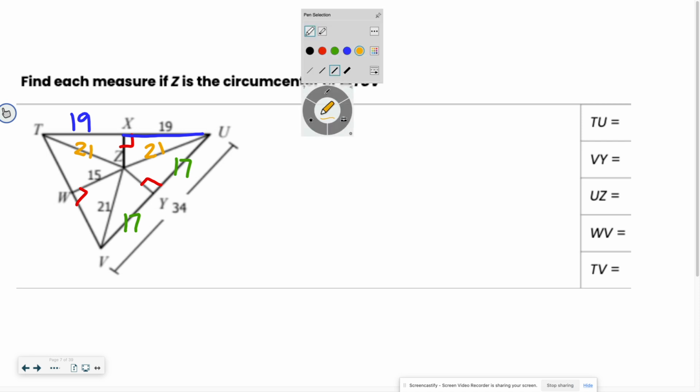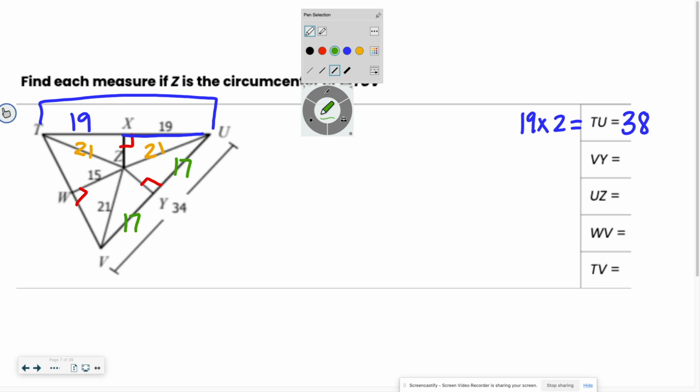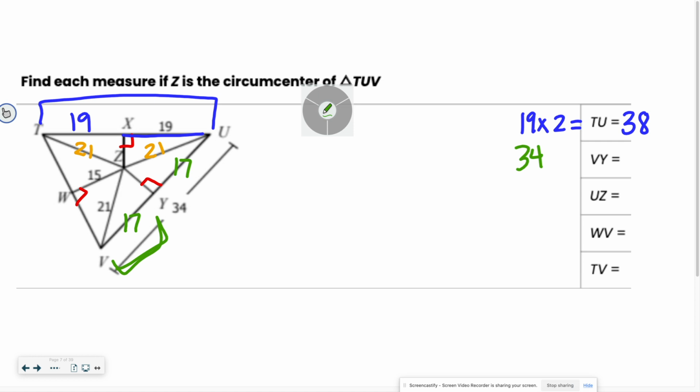Okay, so TU, I'm going to go from T all the way to U. Easy. 19 plus 19 gives us 38. And maybe you want to put a little nugget of information. 19 times 2 gave us 38. All right, our next one. VY. Well, we already have that right here. We already found that that was 17. 34 divided by 2. 17.